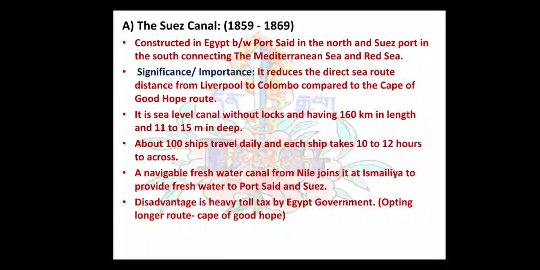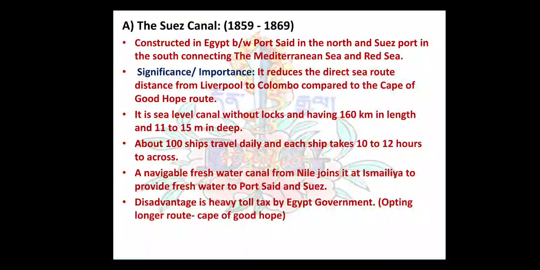The length of this canal is 160 kilometer, made in order to connect the Mediterranean Sea and the Red Sea in the south. And if you talk about the depth of this canal, it is 11 to 15 meter. About 100 ships travel daily, from Port Said to Port Suez, from Red Sea to Mediterranean Sea, and each ship usually takes 10 to 12 hours to cross this canal, that is 160 kilometer from Port Said to Suez.